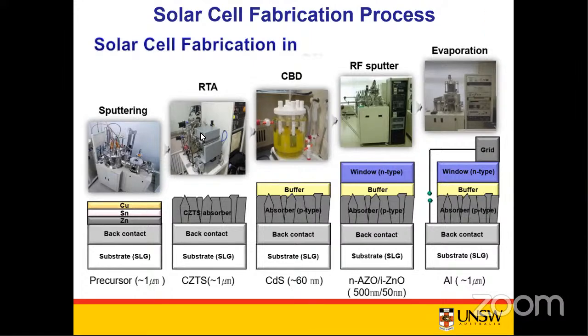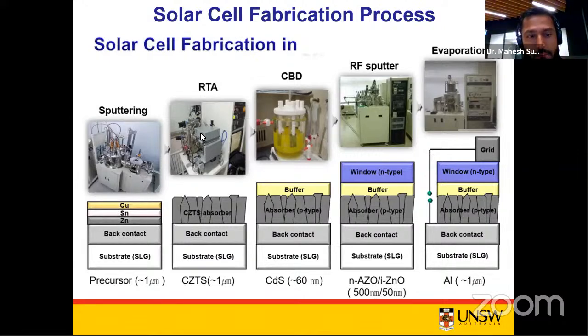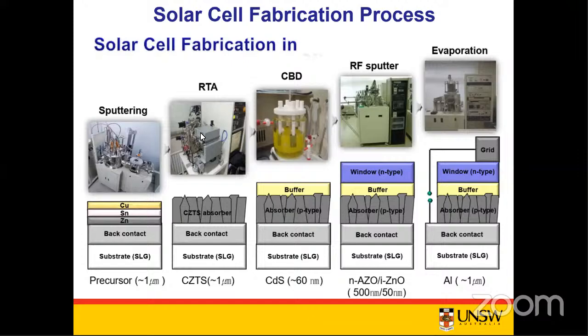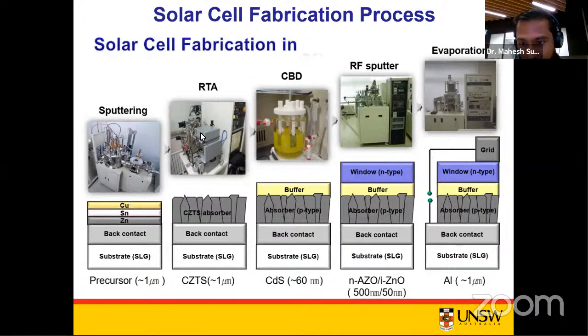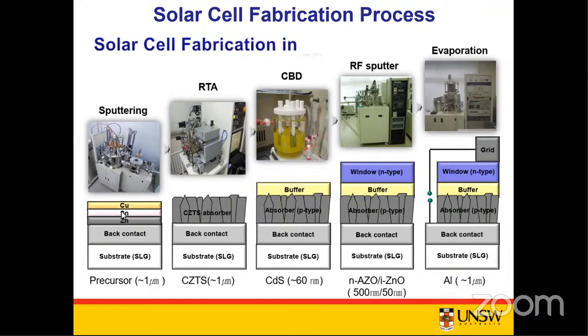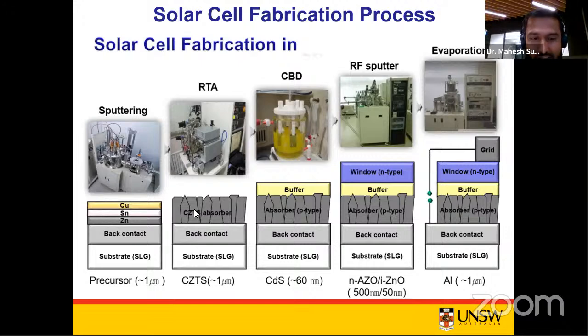Do the sequencing of the layers also have an effect? If I put tin first, do you need to follow a particular sequence of the layering as well? The sequence matters a lot because during the sulfurization or selenization, the diffusion rate of these three elements, copper, zinc, and tin, are different from each other. So the sequence really matters. But it doesn't matter for the formation of this phase, it really matters for the device efficiency.